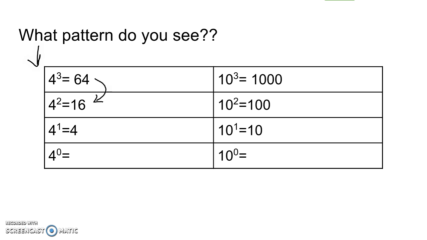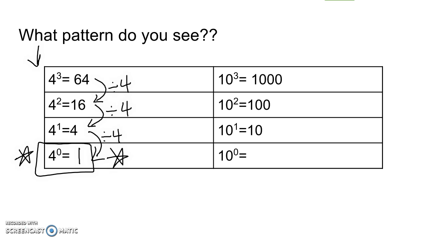When I go from number to number here, what is happening? I am dividing by 4. What would I get if I divided 4 divided by 4? That would be 1. I want you to write this down. 4 to the 0 power equals 1.